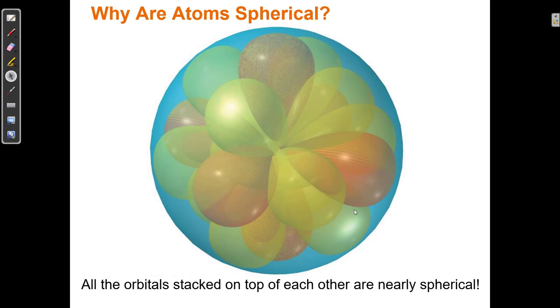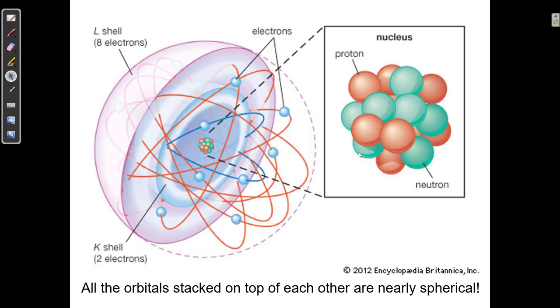So, why are atoms spherical? Because if you stack all of these balloons on top of each other, all of the orbitals on top of each other, then it does, in fact, look like there's an electron here, and here, and here, and here. It does look like the electrons are kind of in spherical shells around the nucleus, but they actually have these very specific shapes. So you stack all those orbitals on top and you kind of get something that looks like this.